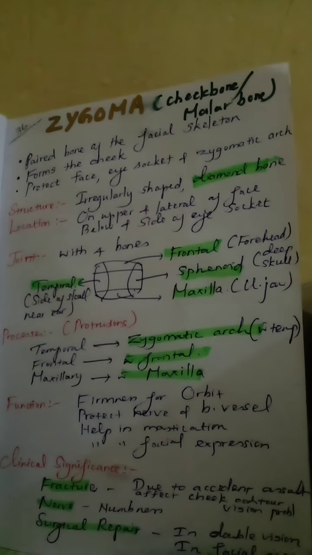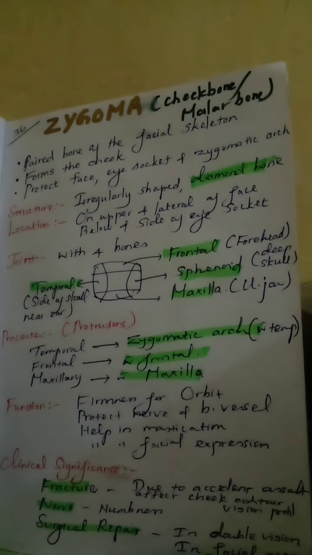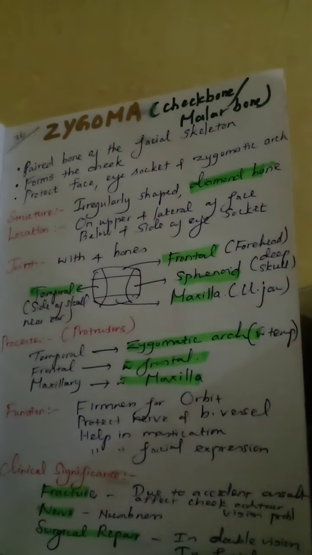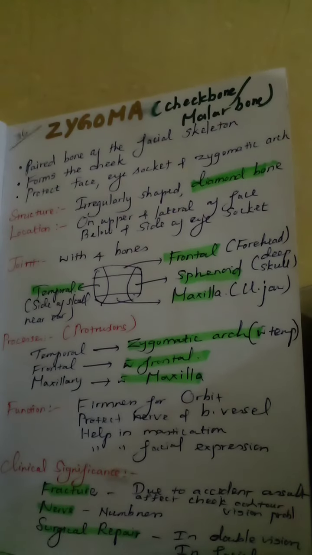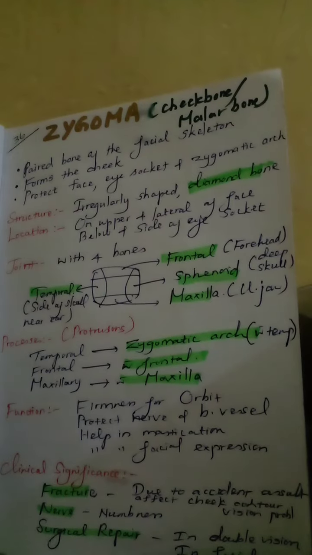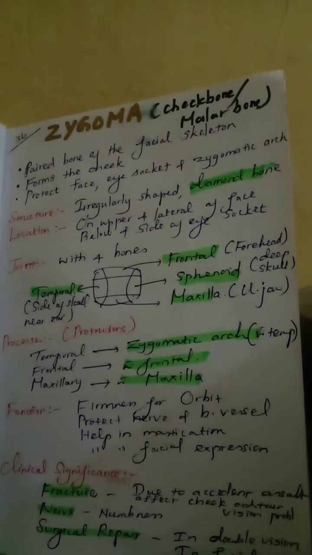So, where exactly is it located? On the upper and lateral part of the face. Lateral means side. So on the upper and the sides of the face, and also below and to the side of the eye socket. Because we said it's a paired bone, one of them is in the upper and lateral part of the face, and the other one is below and to the side of the eye socket.